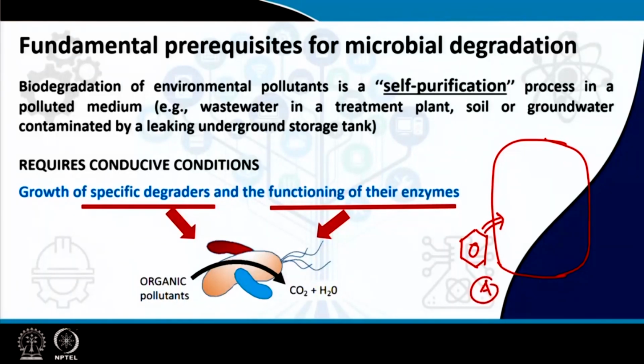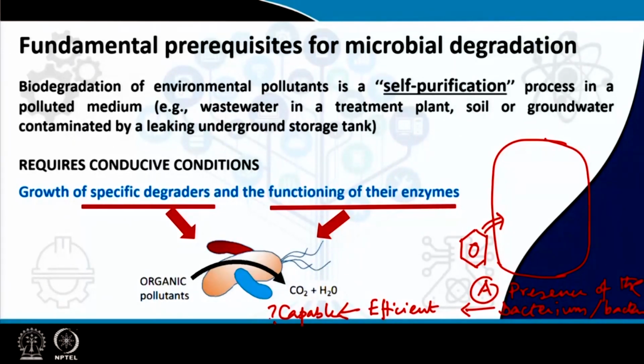Point number 1 is the presence of the organism. So, presence of the bacterium, let us say in this case it is a particular species of bacterium. Bacterium means only one type of bacterial strain, or it could be multiple bacteria also. Now, one is the presence of the bacterium that is identified to be efficient and is capable of degrading the particular contaminant, in this case this aromatic compound, number 1.